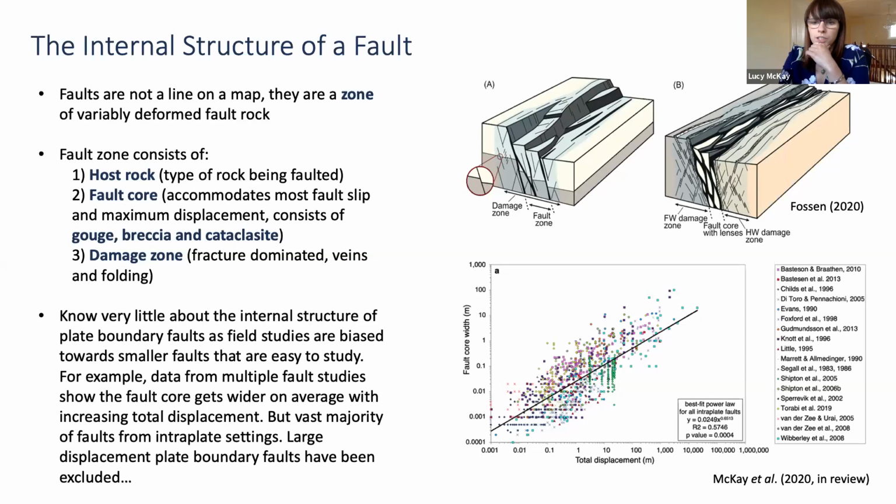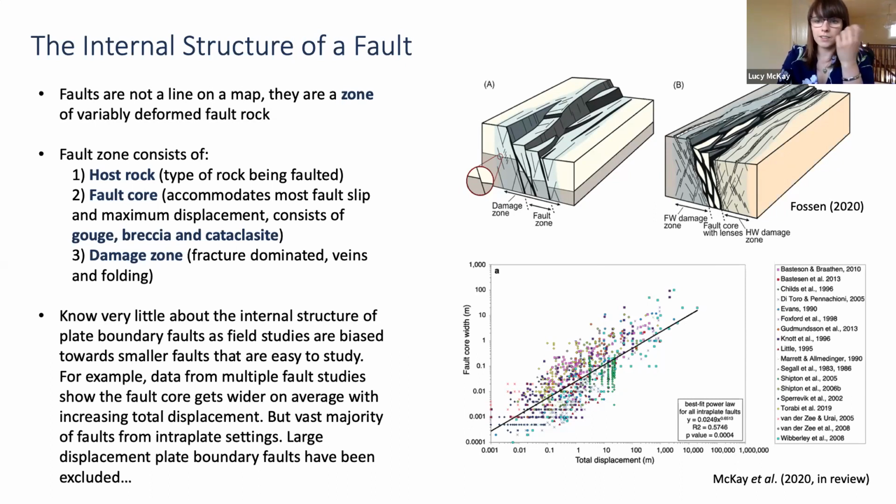The fault core can range from a few centimetres up to tens of metres wide and contains deformed fault rocks such as clay-rich gouge, breccia or cataclasites, which are just different names for various types of fault rock. And the damage zone which bounds this fault core comprises fractured host rocks, smaller faults, veins, and folding at all scales. But the key distinction is the damage zone doesn't have any shear. It's all accommodated in the core.